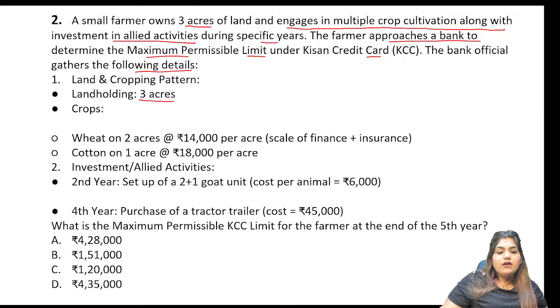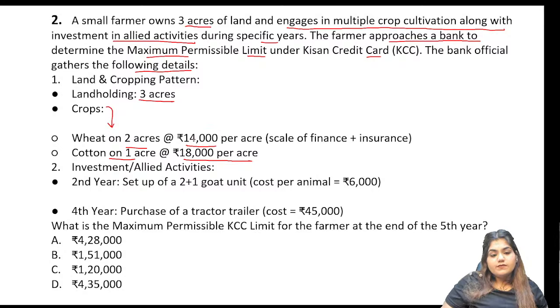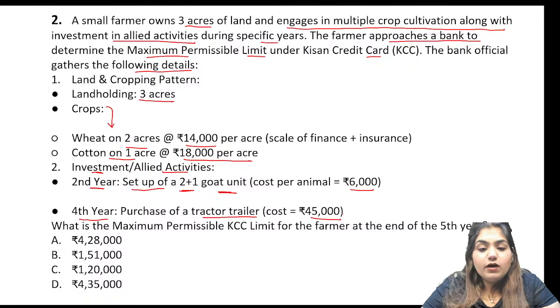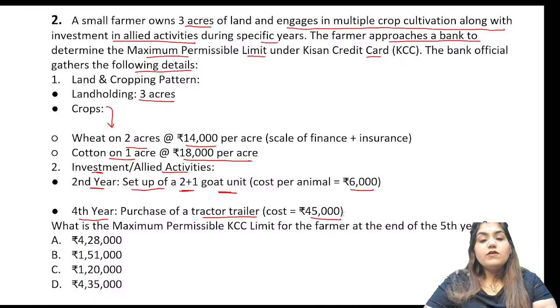He talks about the landholding. It is 3 acres. Crops क्या क्या इसके पास? Wheat in 2 acres for 14,000 rupees per acre, and cotton in 1 acre, that is 18,000 rupees per acre. Okay, these are his investments. Investment aided activities in second year, set up a 2 plus 1 goat unit. Cost per animal is 6,000. 2 plus 1, that is, you need 18,000. Fourth year में purchase of tractor trailer, that is costing 45,000. What will be the maximum permitted allowed amount? Okay. So first year we will calculate how.